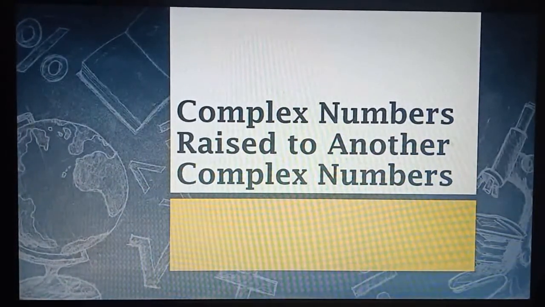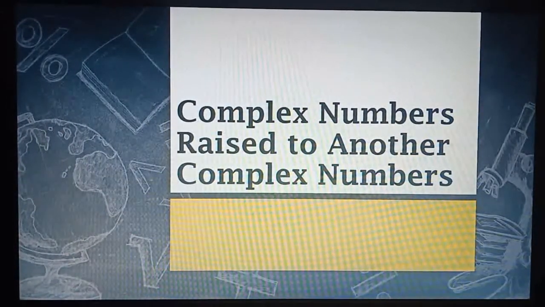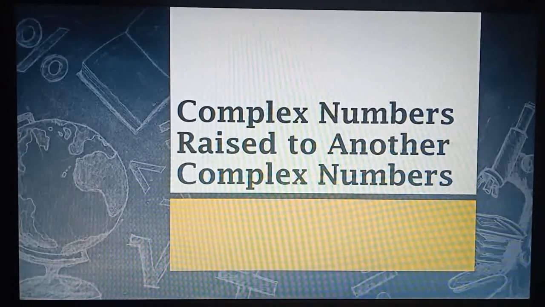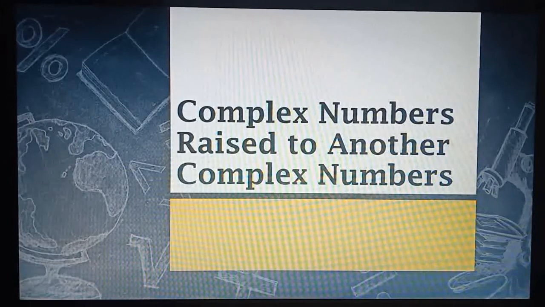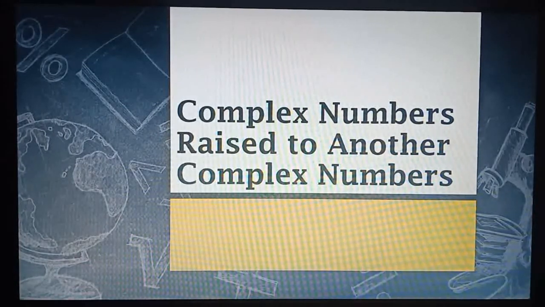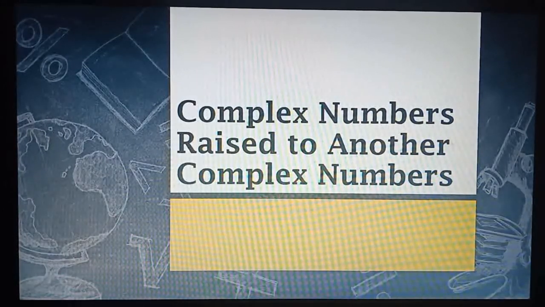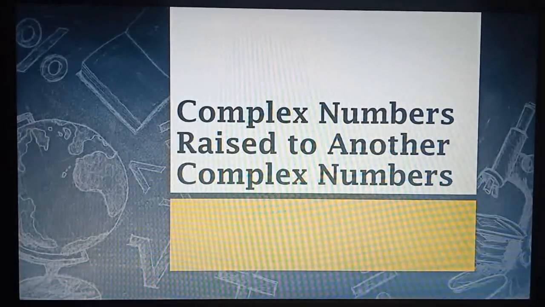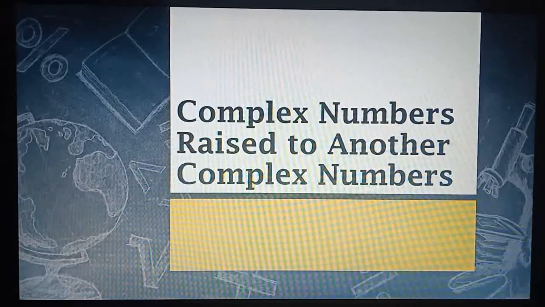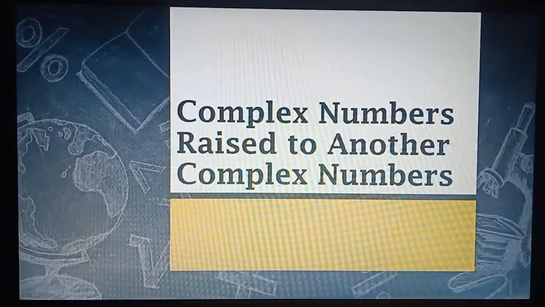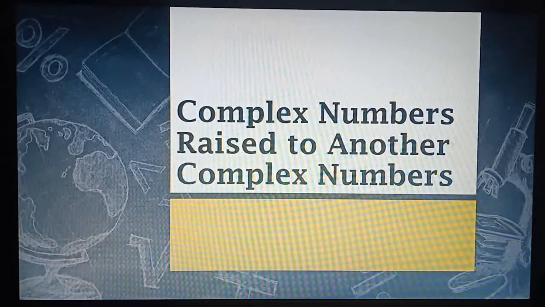Now, let's apply those topics to complex numbers raised to another complex number. Now, what if your equation is a complex number raised again to another complex number? How are we going to treat it? Because the previous lesson or the previous topic is just the trigonometric, hyperbolic, then the natural logarithm of the complex number. Now, if this is the case, all we need to do is this.